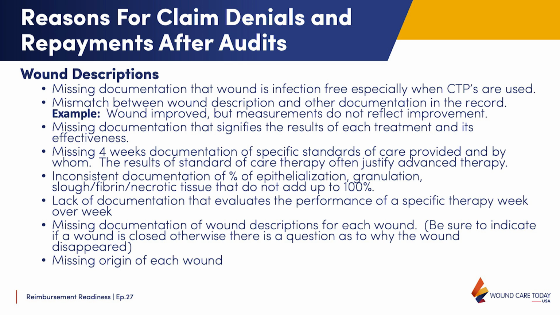For example, you have wound 1, 2, 3, 4, 5, and the next visit you only have 1, 2, 4, and 5. Just be sure to document that number 3 closed. The missing origin of each wound. Oftentimes, the wound will be mentioned, but it will not say the origin, and it will not designate whether it's acute or chronic, as we talked about on previous slides.